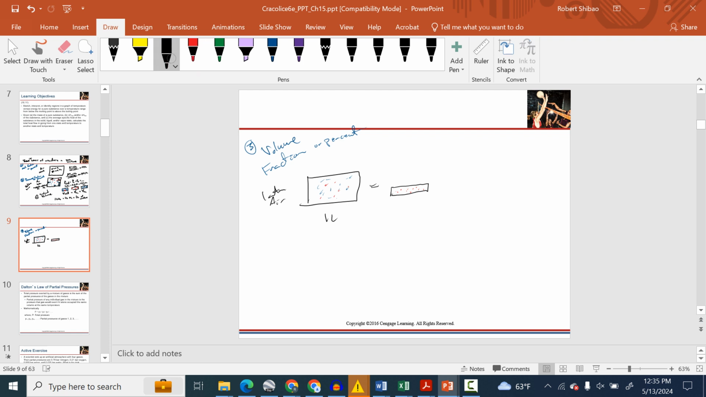So what we end up with is 1 liter of air, 1 atmosphere of air. This is going to be 1 atmosphere of oxygen. That is, we'll get the same number of collisions per unit area. And the volume is going to be different, though. The volume has to shrink down to 0.21 liters of oxygen, if I want the same pressure.